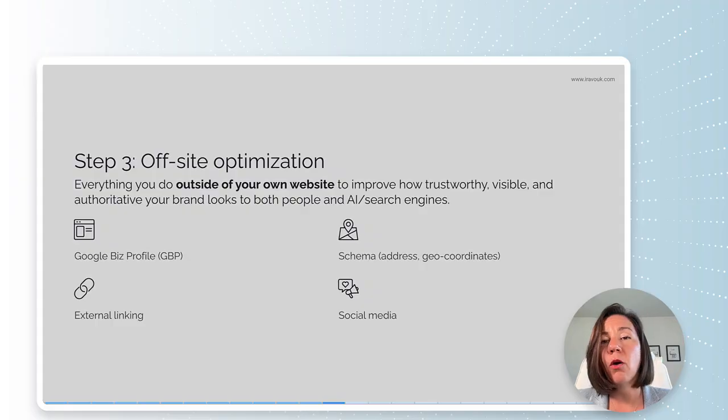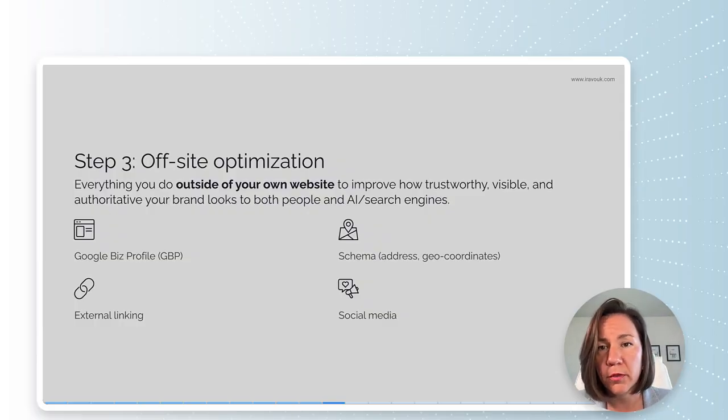Now, pillar number 3. This is all about off-page optimization for AI. Essentially, everything you do outside of your own website to improve how trustworthy, visible, and authoritative your brand looks to both people and AI search engines.